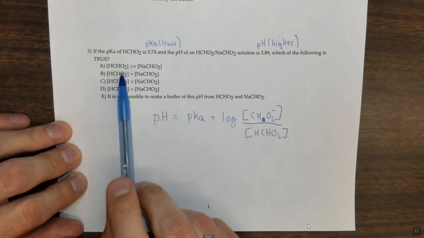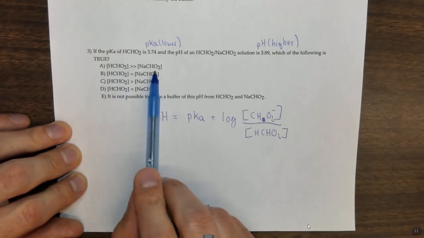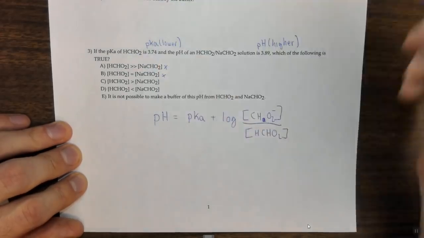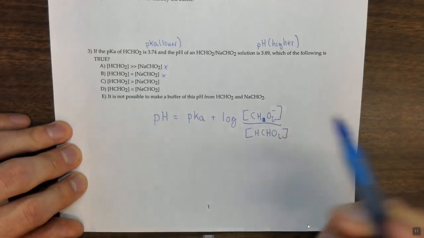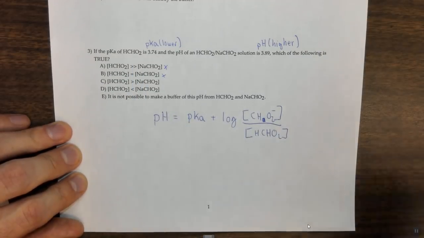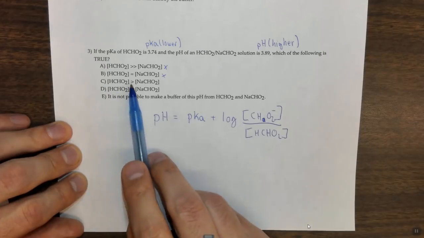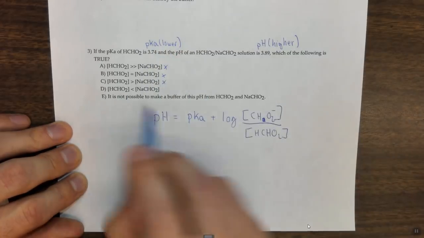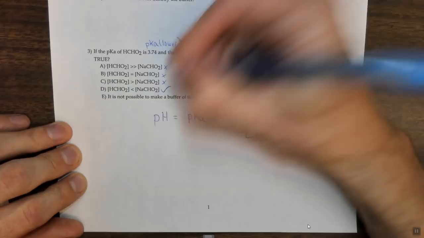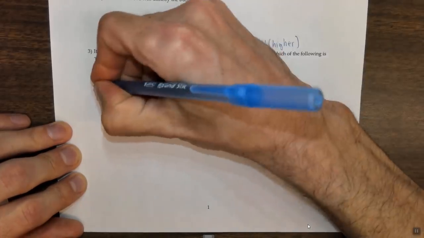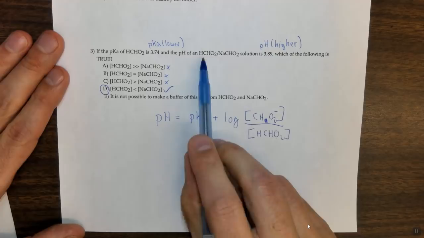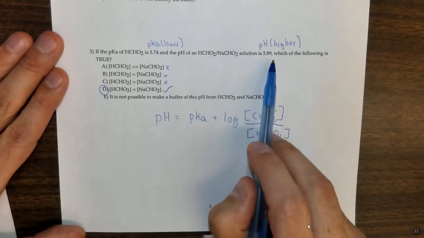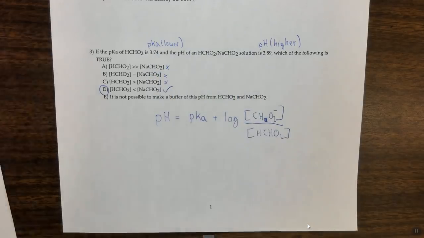So it says the acid is far greater than the base. That can't be right. The acid and the base are equal. That can't be right. If the acid and the base were equal, the pH and the pKa would be the same. This would be 1, and the log of 1 is 0. The acid concentration is greater than the concentration of the base. No. The acid concentration is less than the concentration of the base. So this is the correct answer. So this is the acid, this is the conjugate base. The conjugate base concentration has to be higher because the pH is higher than the pKa.